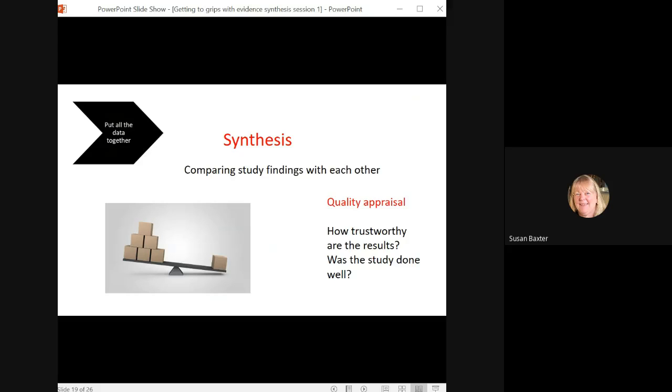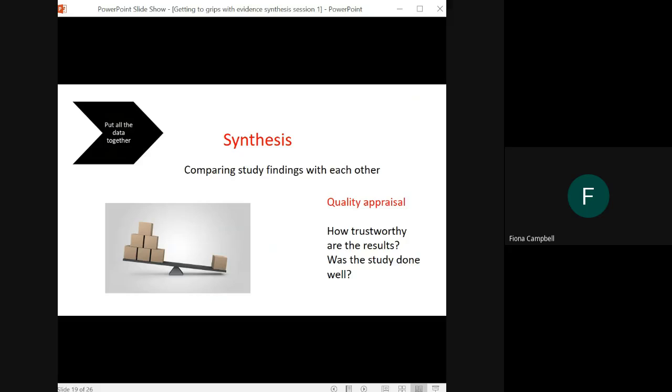And then we get into the next stage, which is where we try to put all the study findings together and compare them with each other. So this is the process of what we would call synthesis, which is where obviously the term evidence synthesis comes from. We're synthesizing all the evidence together, so we're putting them together and trying to compare them with each other. Did you want to say something about quality appraisal, Fiona?